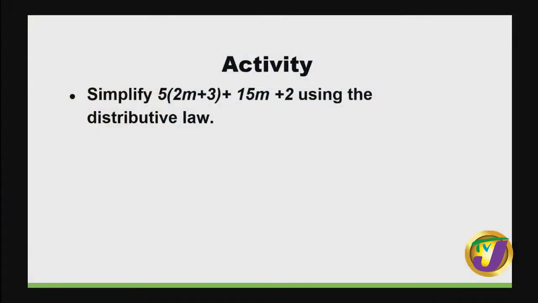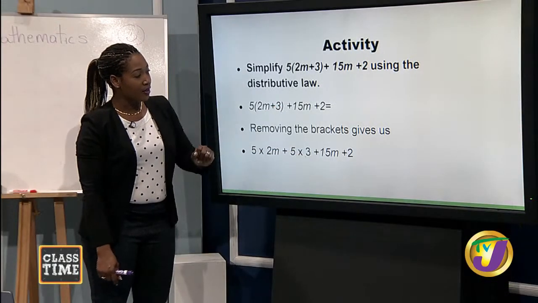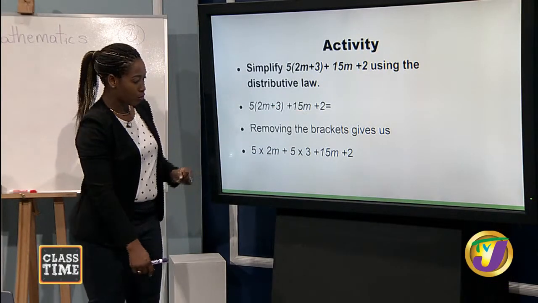We're going to use the distributive law where the 5 is concerned and distribute the 5, multiply the 5 by both the 2m and the 3, and simplify. All right, let's go through. So we have 5 multiplied by 2m will give us 10m, and 5 multiplied by 3, as you can see here, gives 15, and the plus 2 there.